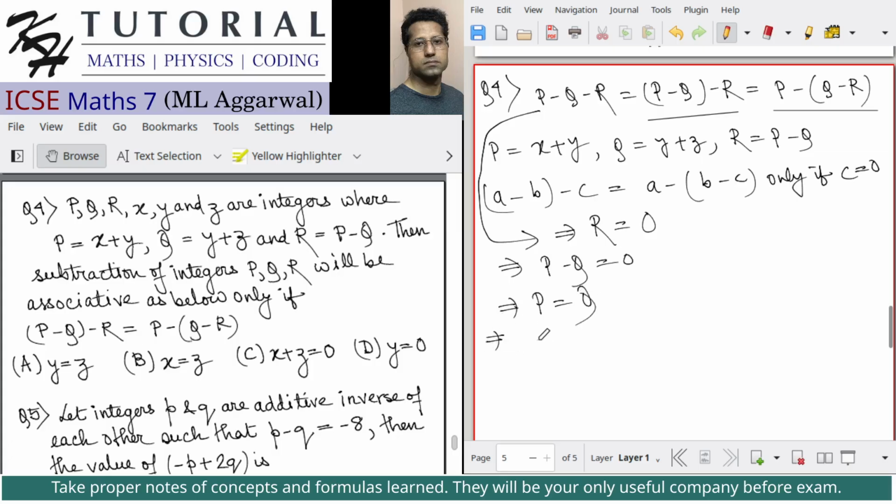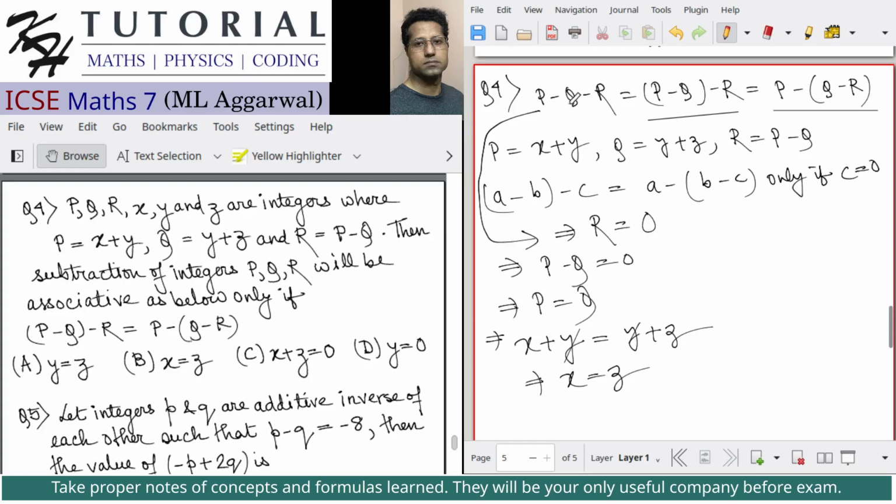What is p? P is x plus y. This must be equal to q, and q is y plus z. So this is the condition: x plus y is equal to y plus z. Now you see y is on both sides. I can cancel y from both sides. So this will imply x is equal to z. So if x is equal to z, we will have p equal to q, and then the subtraction p minus q minus r will be associative.